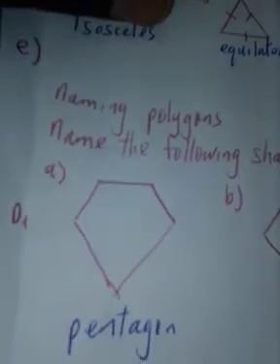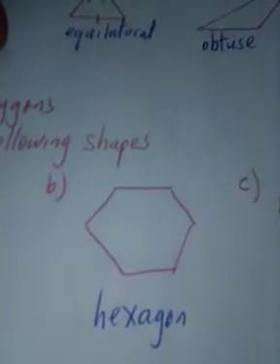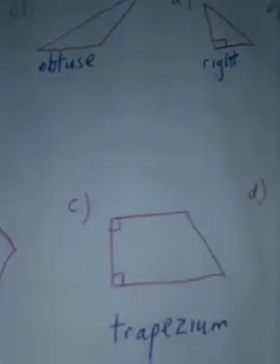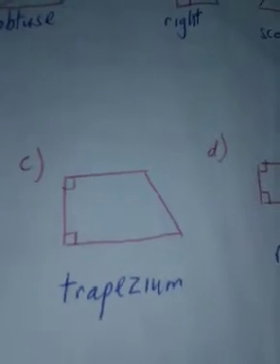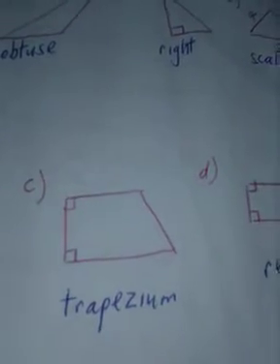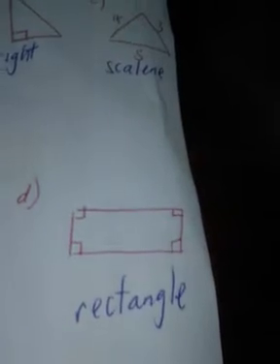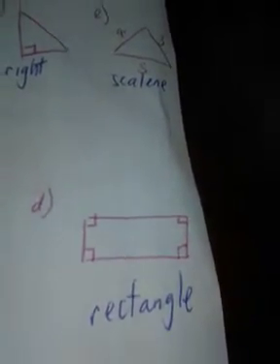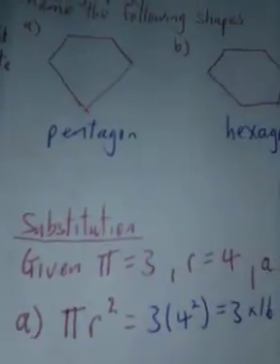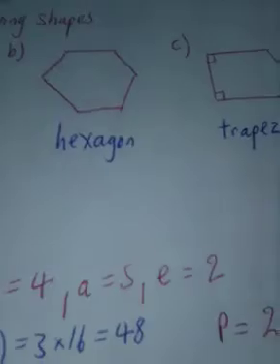All right. Naming polygons. This is called a pentagon. It has 5 sides. This is a hexagon. It has 6 sides. This is a quadrilateral, but has a name called a trapezium. All right. And this is also a quadrilateral because it has 4 sides, but this is more commonly called a rectangle.